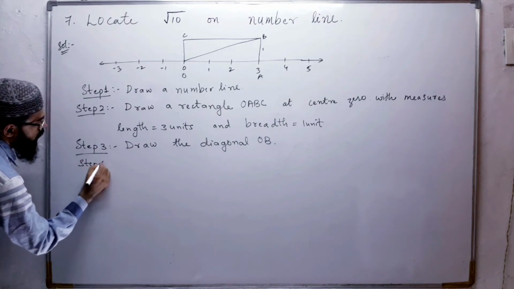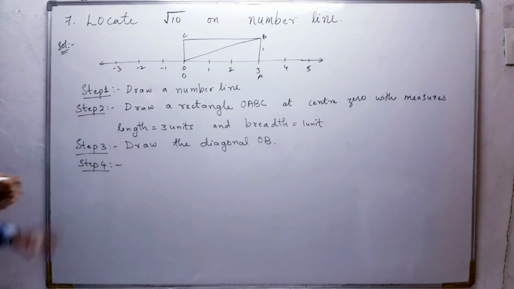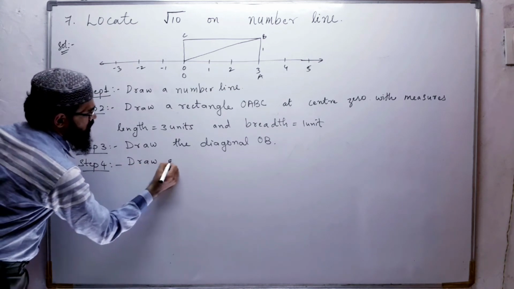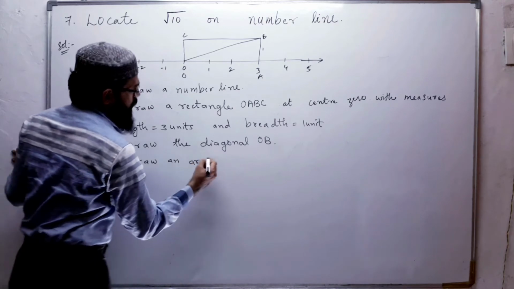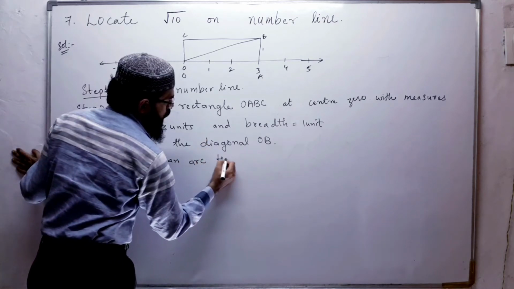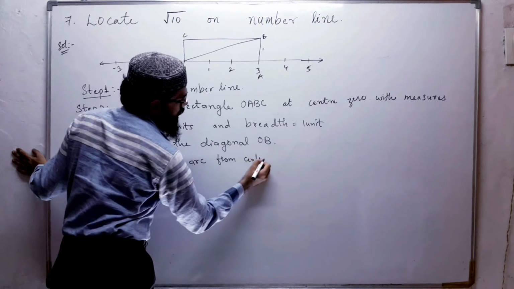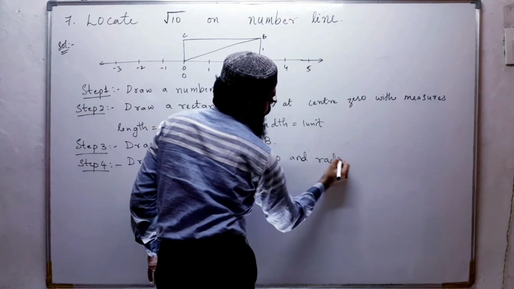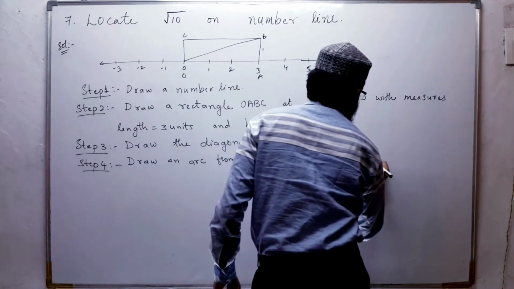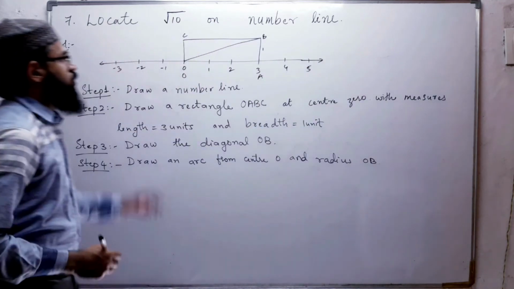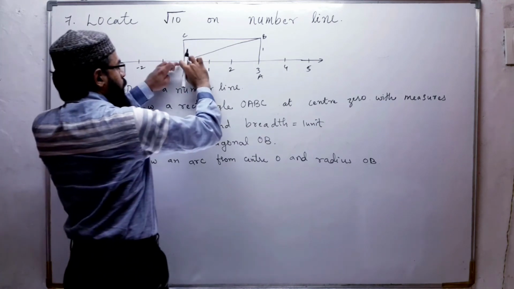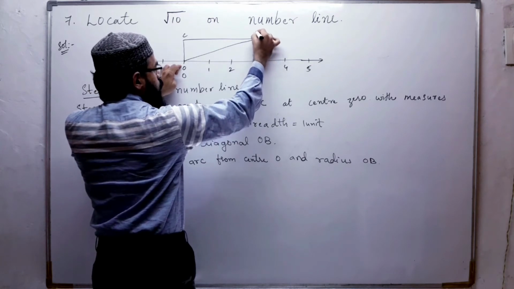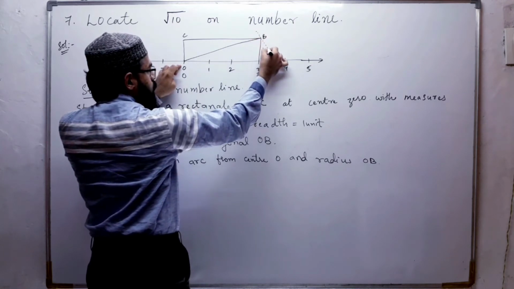In step 4, we will draw an arc from center O and radius OB. So when we draw an arc from O and OB taking as radius, so we will get this arc.